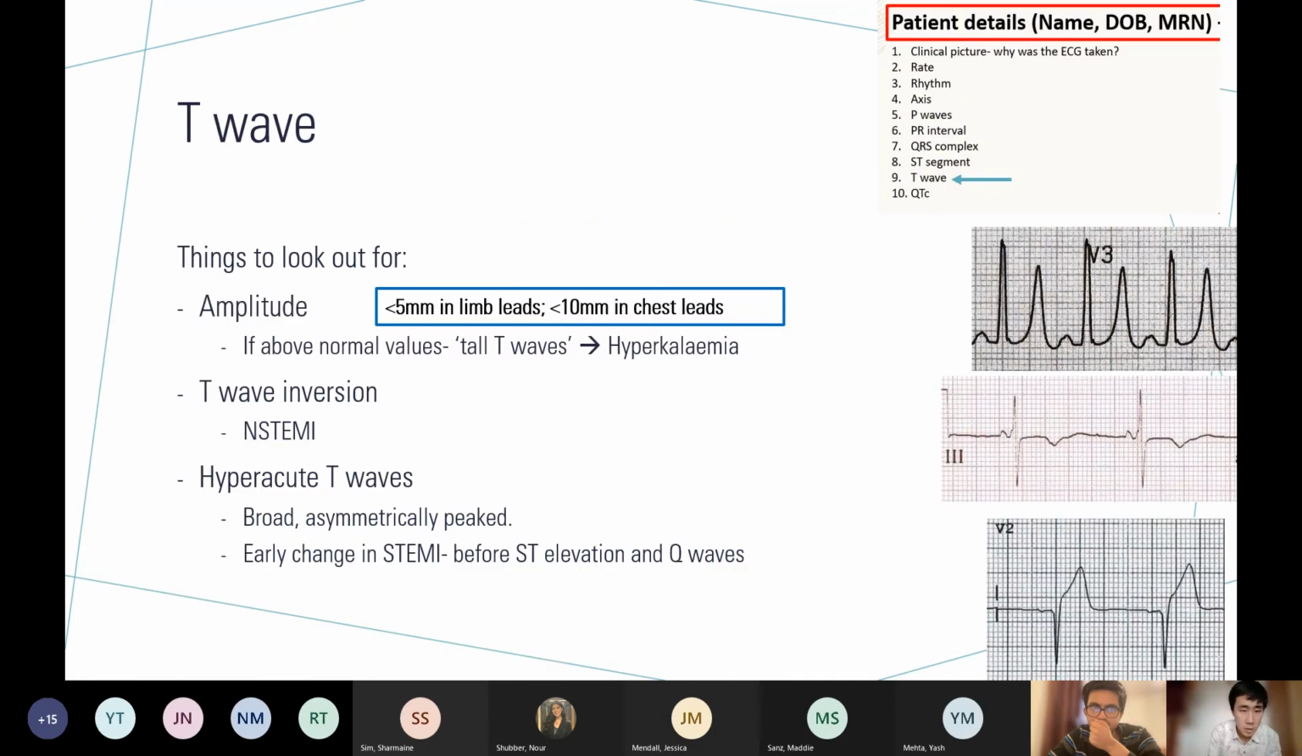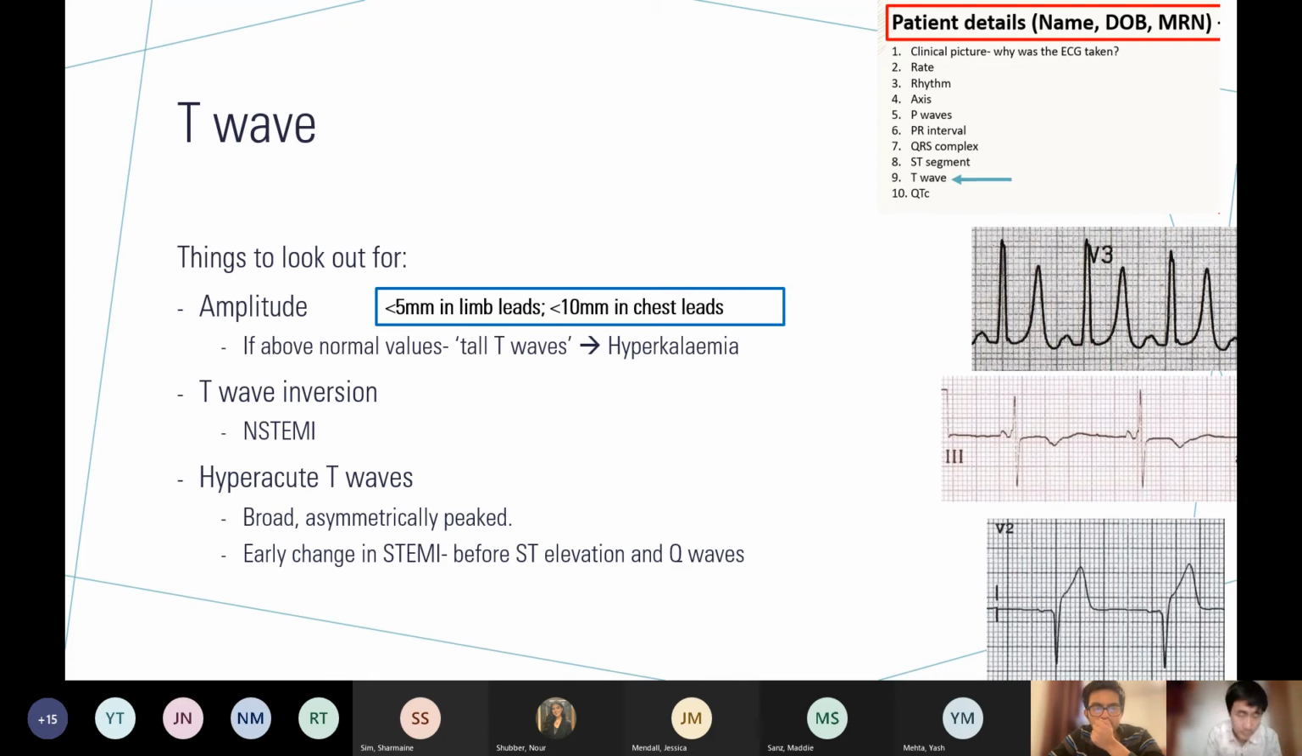Okay, T wave. There's a few patterns to look out for. What do we see here in this picture? Tall tented T waves. Exactly. So you can see it's much more symmetrical and it's very tall as well. So amplitude: if it's more than 5 millimeters, so 5 small squares in the limb leads, or more than 10 millimeters in the chest leads, then it's going to be these tall things. So it's tall tented T waves, which suggest hyperkalemia.